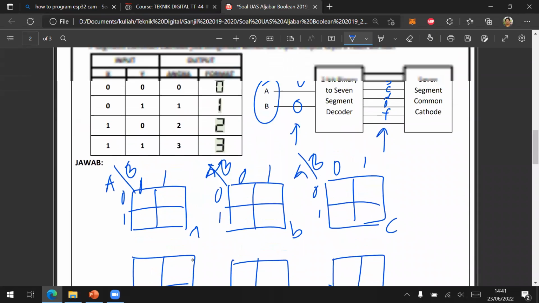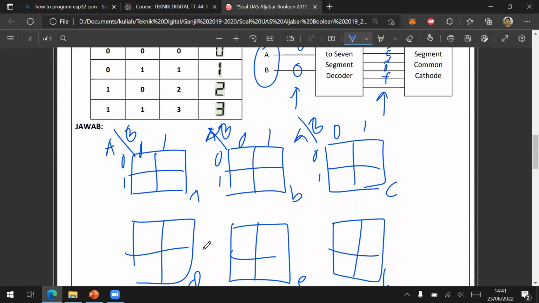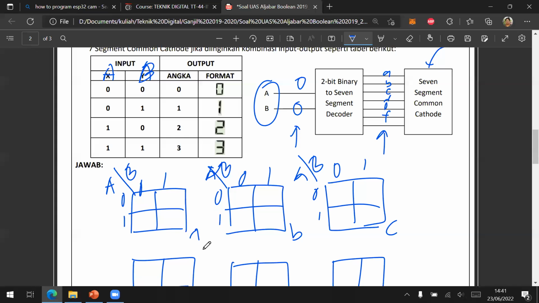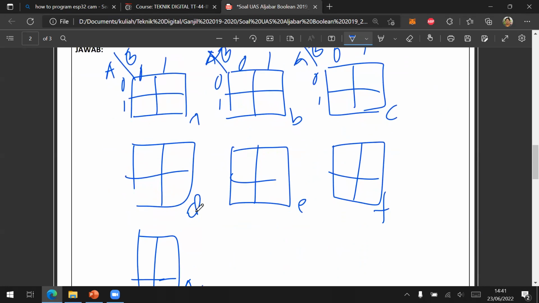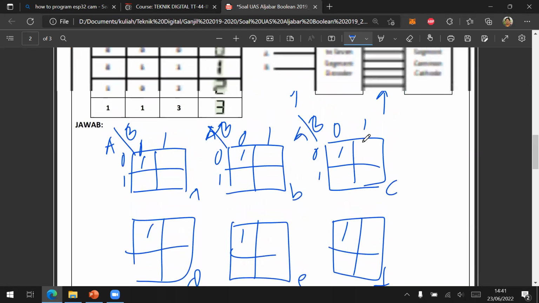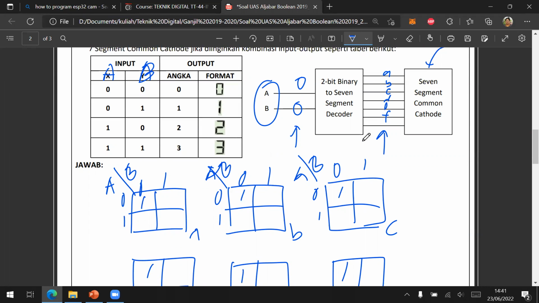Now, when A is 0 and B is 0, the output of the combination logic is supposed to turn on A, B, C, D, E, F, but no G. Okay, now how about 0 and 1? 0 and 1 is supposed to turn on B and C, so the rest are 0.